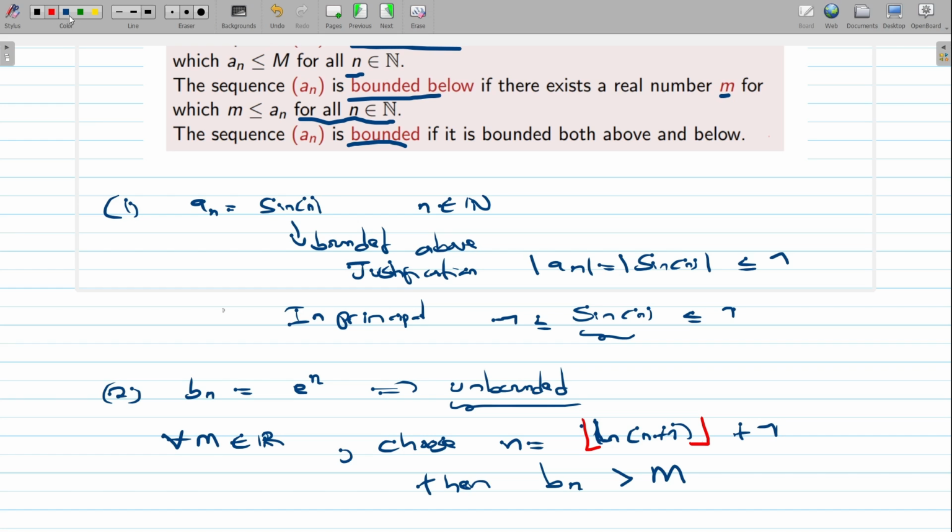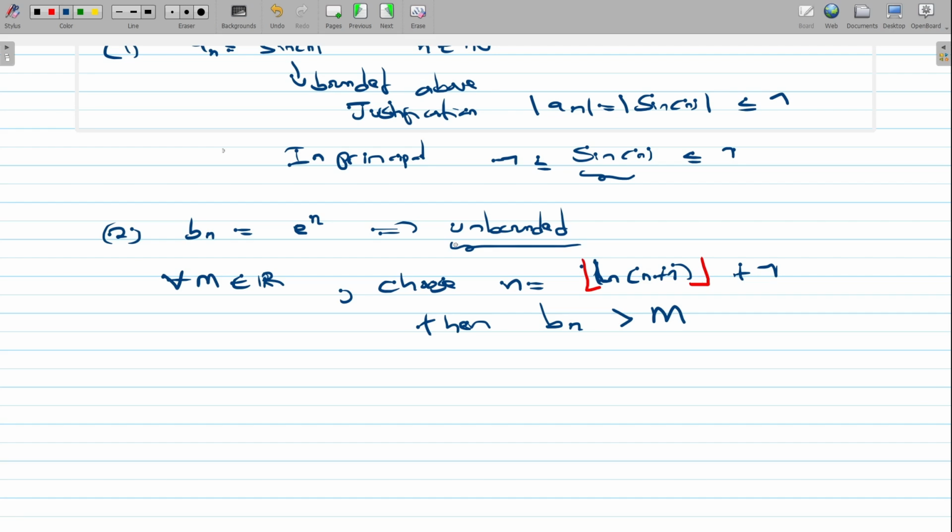Now another example of a sequence that is not bounded is the following. The sequence u_n, which is equal to n, like so, is not bounded. Now it's very easy to verify or to see that this sequence is actually not bounded.